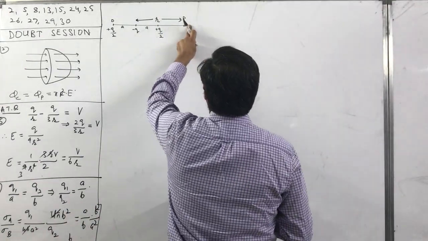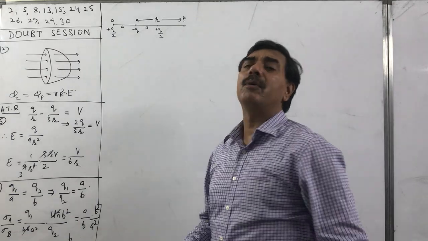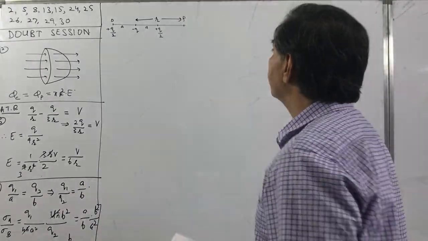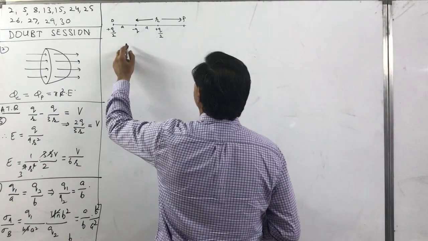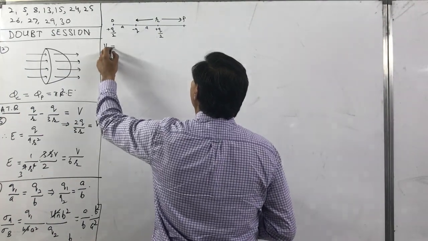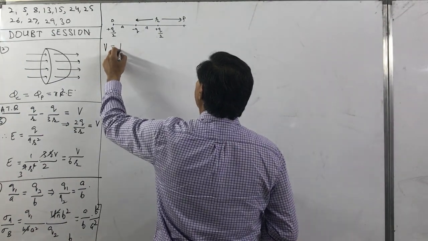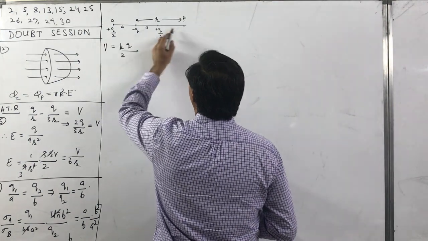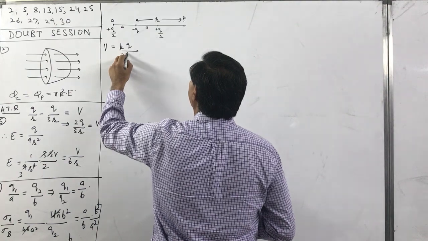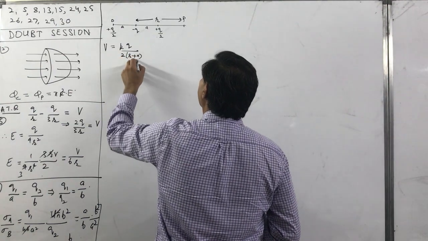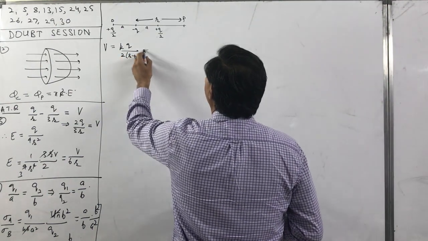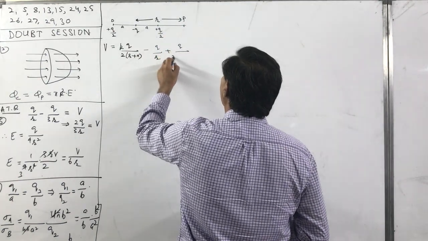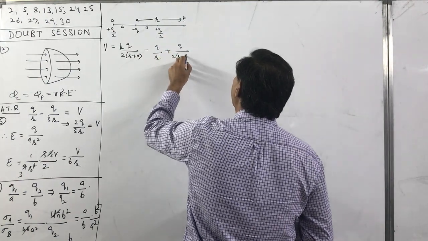Then the total electric potential at the point P will be the algebraic sum of the electric potentials due to the individual charges. The net electric potential is going to be K Q by 2 into R plus A, then we have minus Q by R, plus Q by 2 into R minus A.